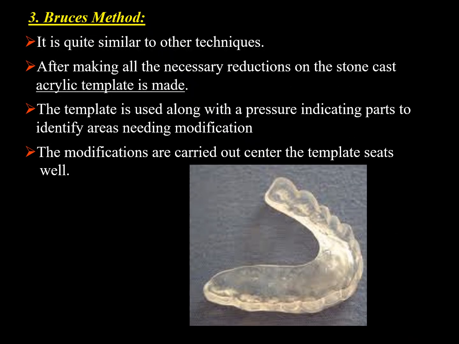The third method which is used for occlusal correction is the Bruce method. It is quite similar to other techniques, but after marking all the necessary reductions on the cast, you mount the cast and then you make the occlusal changes wherever you want. You are going to mark it on the cast, and then you make a template. Usually the template is made of acrylic. The template picture is shown here, and this template can be seated back into the patient's mouth, and these areas can be trimmed off in the patient's mouth.